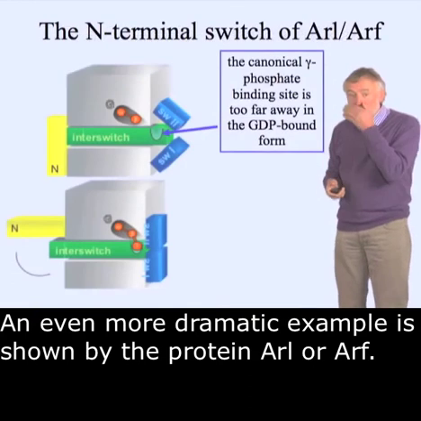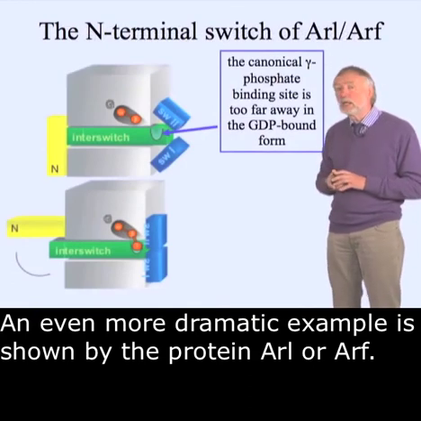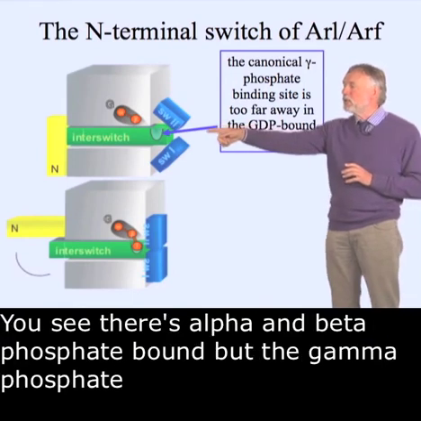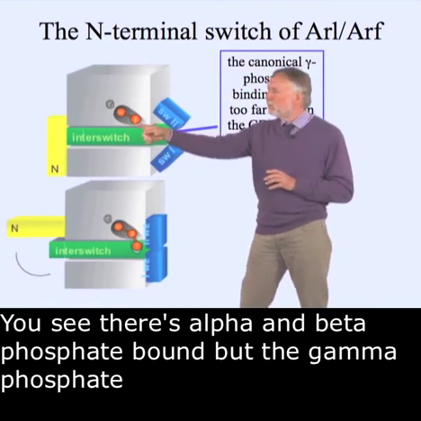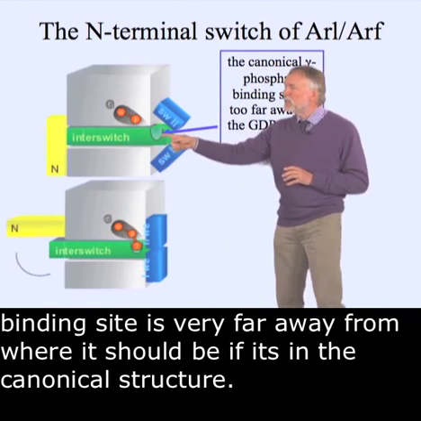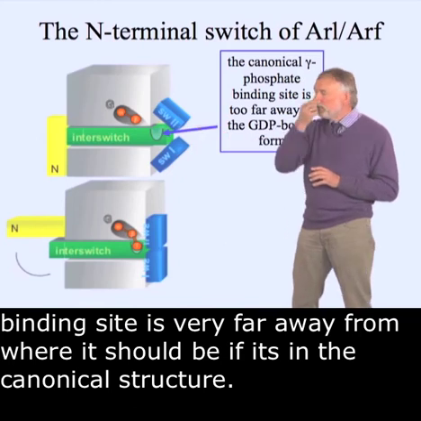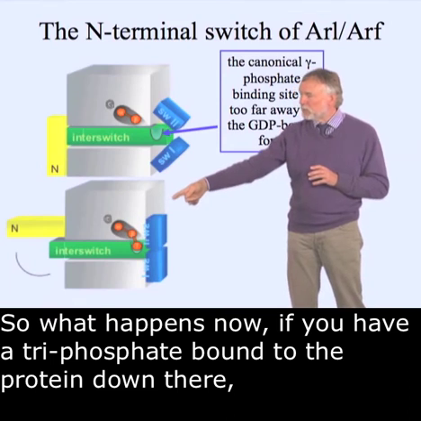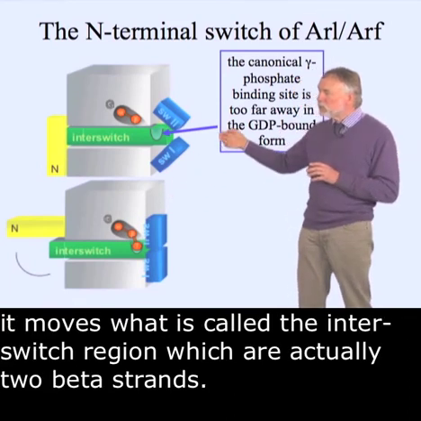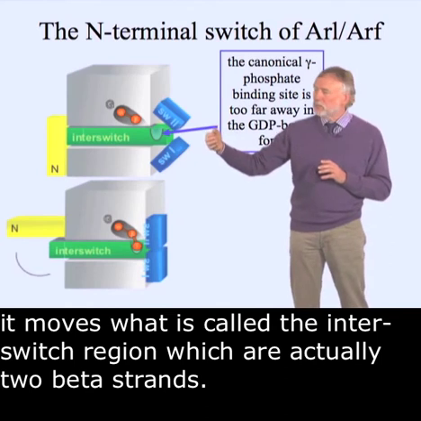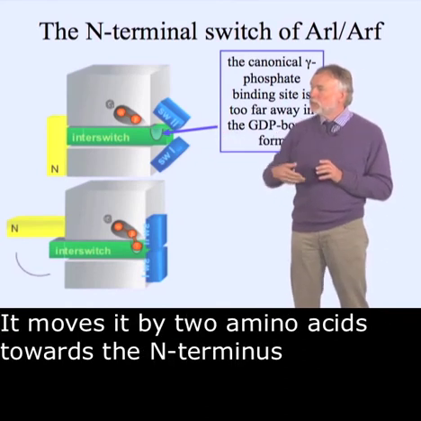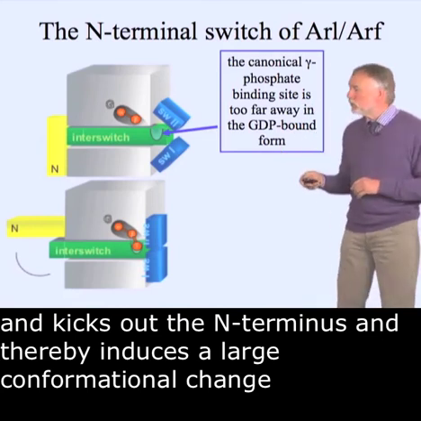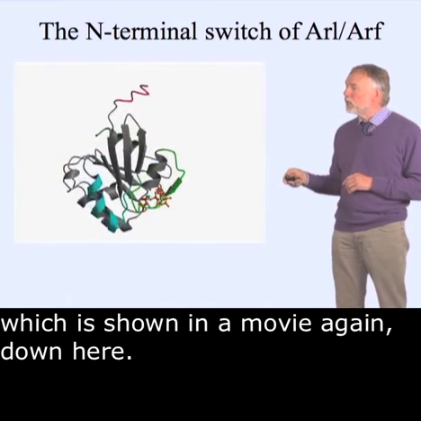And an even more dramatic example is shown by the protein ARF. So here you see the protein in the GDP-bound state. You see there's alpha and beta phosphate bound, but the gamma phosphate binding site is very far away from where it should be if it's in the canonical structure. So what happens now, if you have a triphosphate bound to the protein, it moves what is called the interswitch region, which are actually two beta strands. It moves it by two amino acids towards the N-terminus and kicks out the N-terminus, and thereby induces a large conformational change, which is shown in a movie again down here.